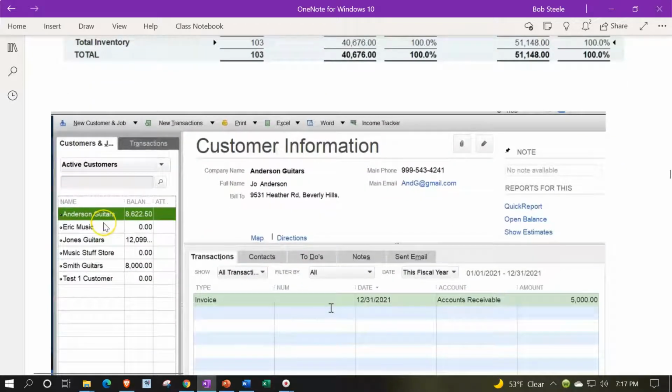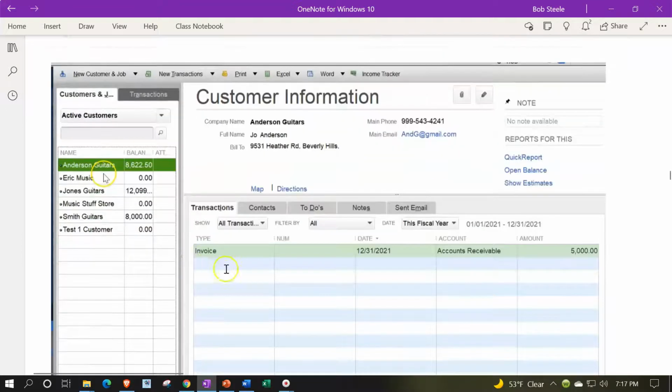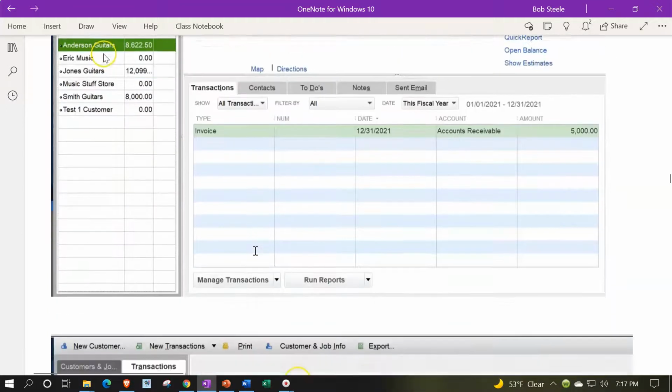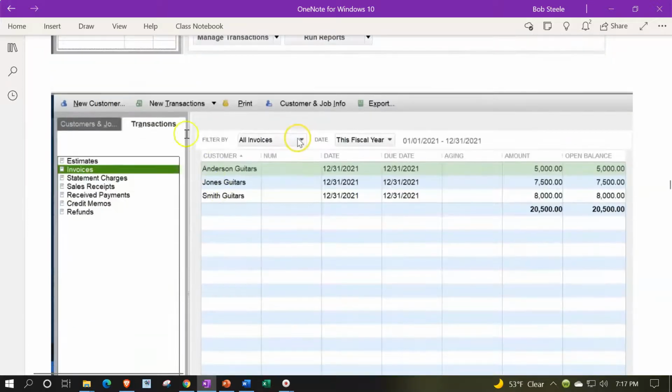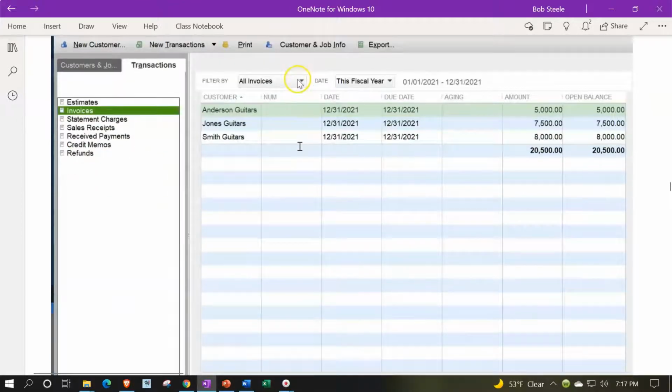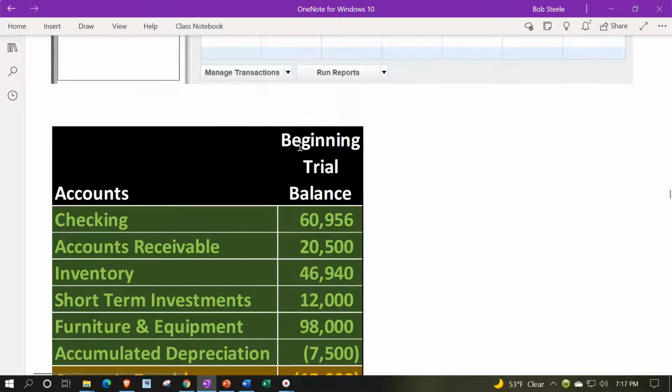Then we can take a look at the customer center. In the customer center, this might be an area where we can go to look at Anderson and Jones to track the information and the open invoices. That's one way that in practice you might be tracking that information. We can also go to the transactions tab in the customer center, look at the invoices, and possibly filter the invoices by those which are still open to determine the open invoices in that way.